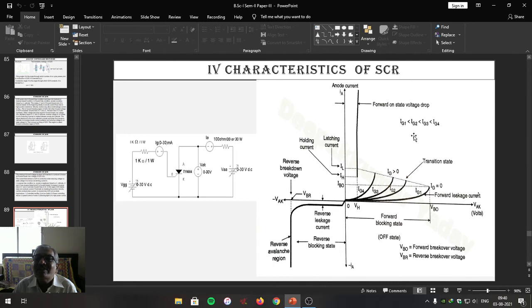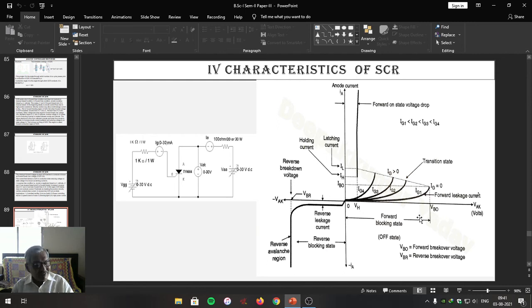Here it indicates that the SCR is going to act as a switch. At the beginning, in the forward blocking state, it doesn't conduct current, but after VBO, it starts conducting the current. It turns on. This is what we can call the switching nature of the SCR. That's why the fourth term in the definition is valid here.